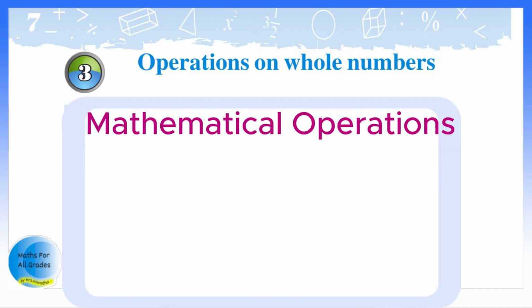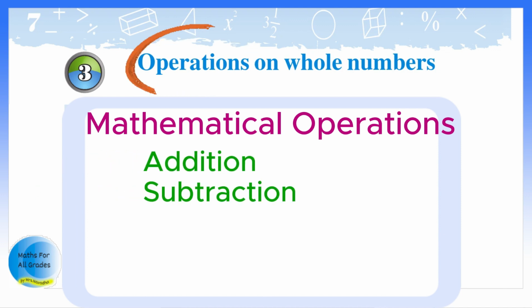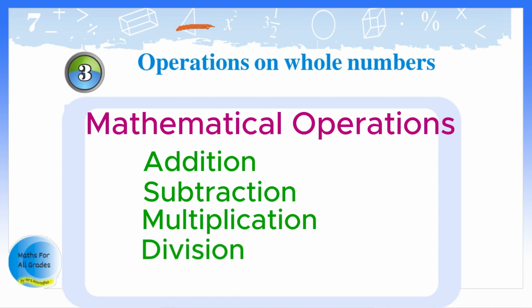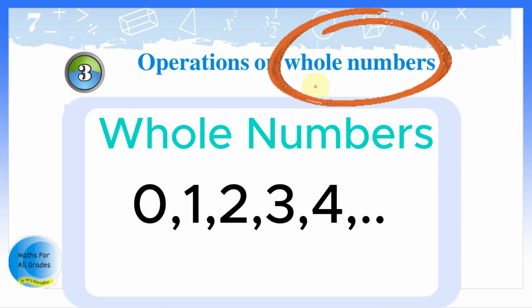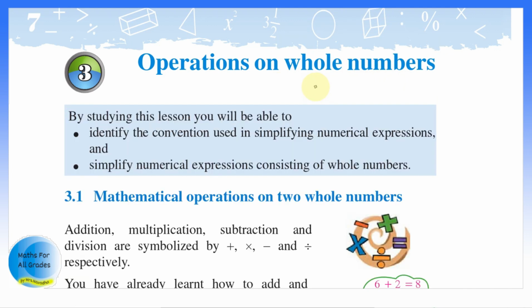There are four mathematical operations. They are addition, subtraction, multiplication, and division. And you know, this is the addition symbol, this is the subtraction symbol, this one is for multiplication, and this one is for division. Whole numbers start with 0 and go like 1, 2, 3, 4, and so on. In grade 6, you learned how to add, subtract, multiply, and divide two whole numbers.